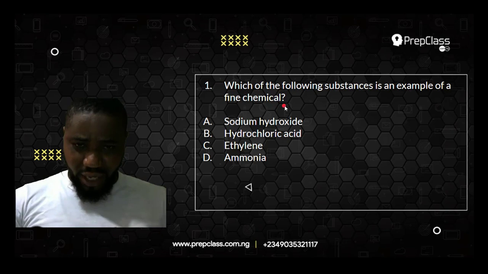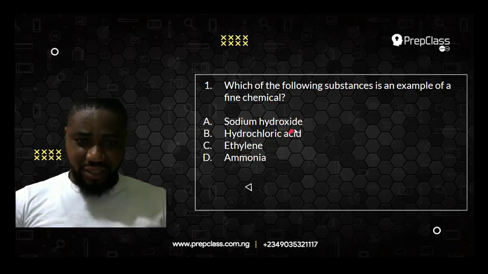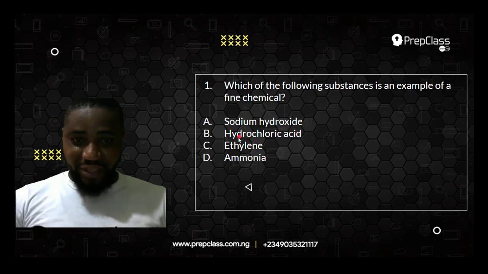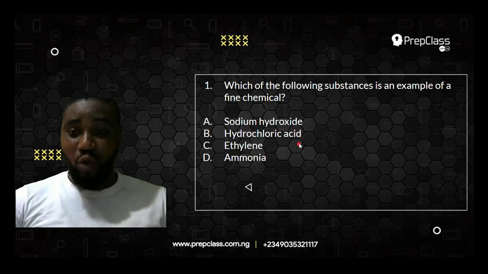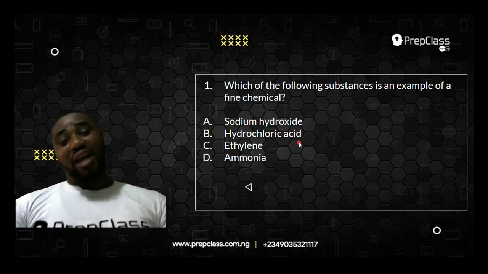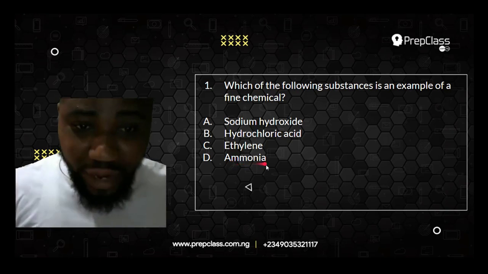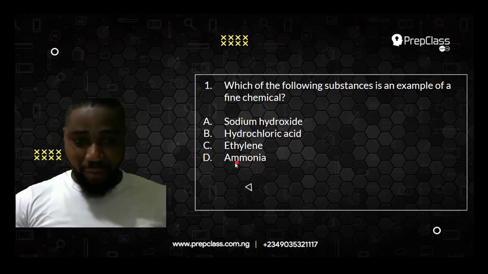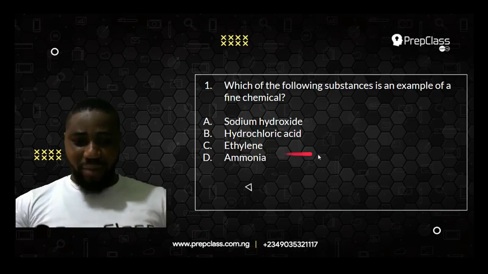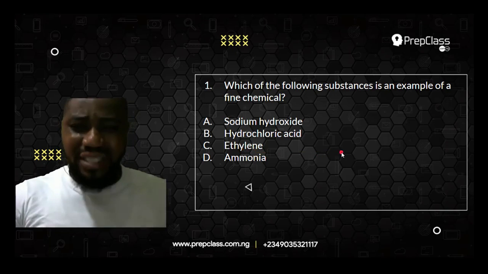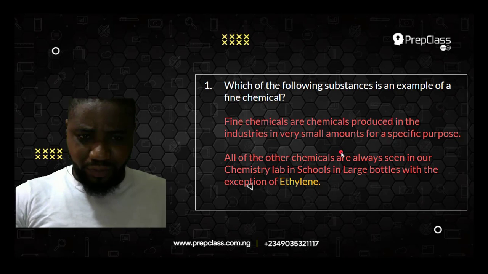Fine chemical. And I'm sure that we are very much familiar with all these chemical substances listed here. We are very much familiar with sodium hydroxide, it's a common base. We are familiar with hydrochloric acid, it's one of the most useful acids in the laboratory for performing experiments or practicals in chemistry like titration. We are also familiar with ammonia, NH3. I don't think we are too familiar with ethylene, but first and foremost, what is a fine chemical?